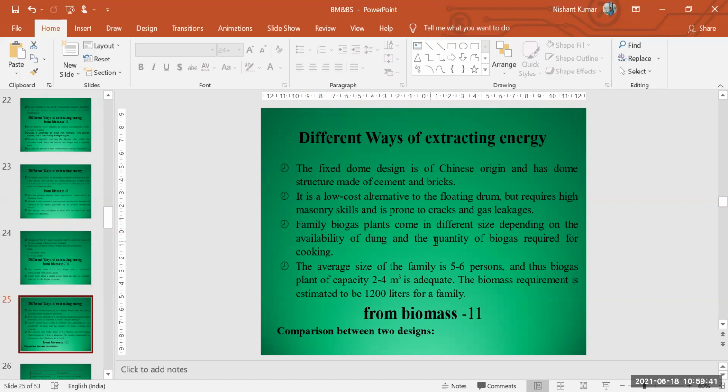Now, family biogas plants come in different sizes depending on the availability of dung and the quantity of biogas required for cooking. The average size of a family is 5 to 6 members, and thus a biogas plant capacity of 2 to 3 cubic meters is adequate. The biomass requirement is estimated to be 200 liters for a family. So it is average data. Whenever you are calculating or designing, you could use this requirement if you have to allocate your biogas production. We have to count the family, so this much energy would be required. What will be the plant capacity? So 2 to 3 cubic meters is adequate.